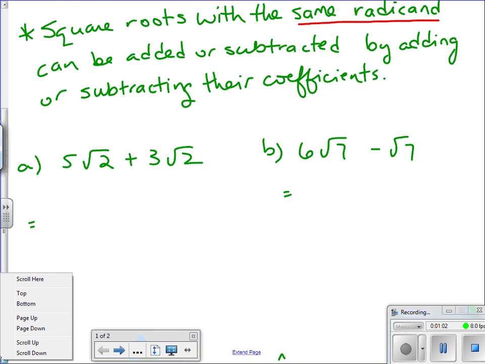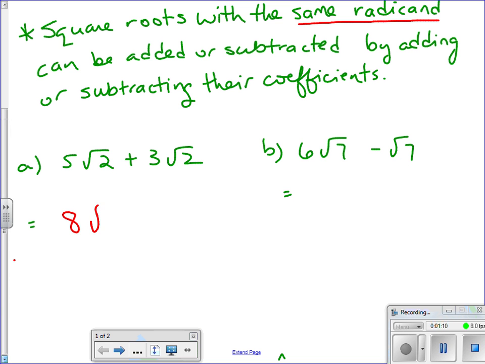Example A is 5 root 2 plus 3 root 2. So if I have 5 of these plus 3 of these, I end up then with 8 of the same thing. So it's 8 root 2. And I've got 6 root 7 minus root 7. The coefficient here, which isn't written, is actually a 1. So 6 root 7 minus 1 root 7 will give us 5 root 7.